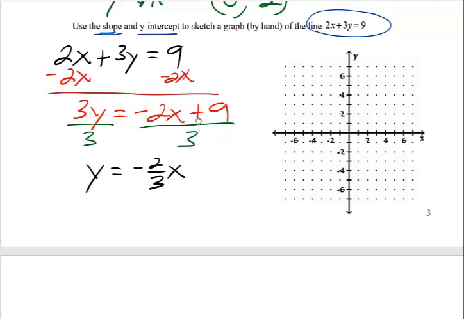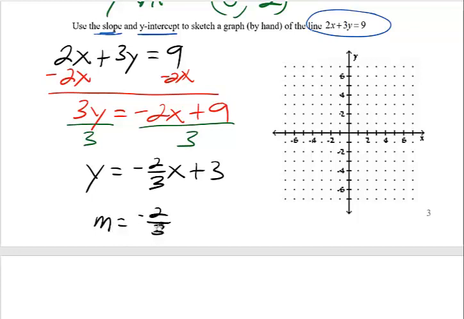And then, let's see, plus 9 divided by 3 is going to be a positive, and that one does work out nice. 9 divided by 3 is 3. So I've taken the original line, I've put it in the good format. Well, now I know, without doing anything else, I know my slope.